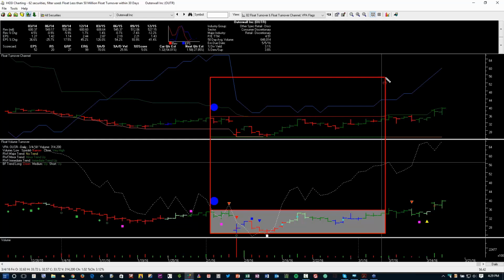Okay, this represents the float turnover, volume float turnover area. Now notice that this stock was lagging its group. Once again, this is why I like to have the group line in here. Group's going up, this one's going nowhere. You can also see that the volume is really going nowhere because it's flat across here. There's no volume increasing coming in. But look what happens here.